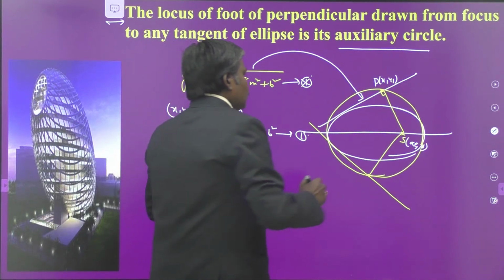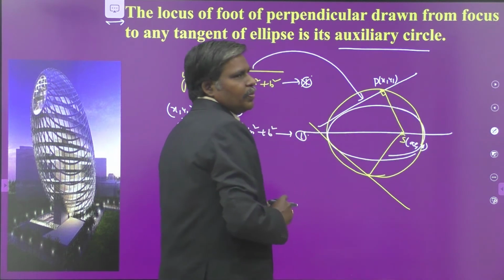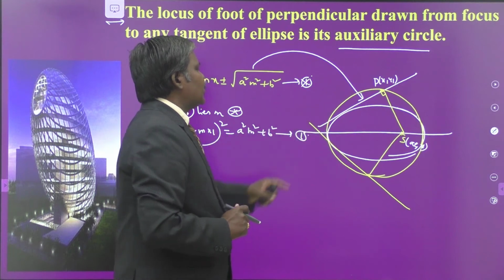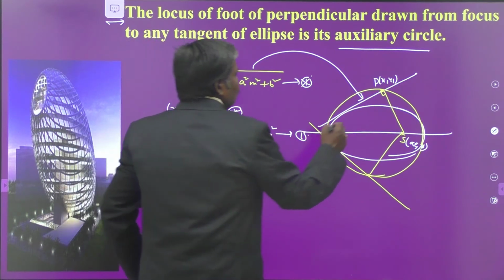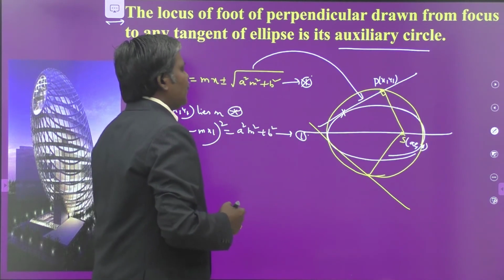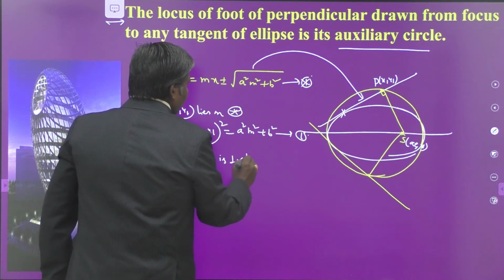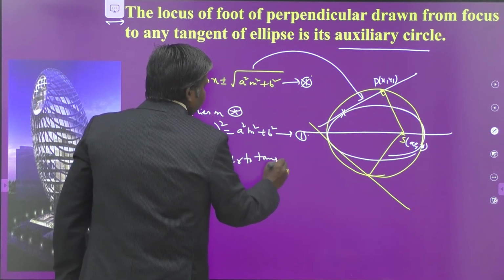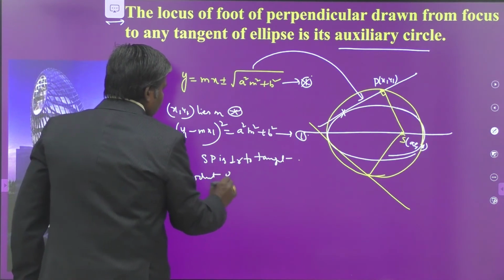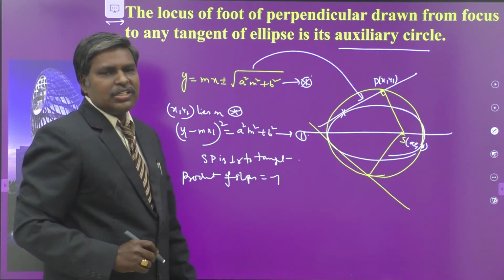Next, what? Slope of tangent into slope of PS is equal to minus 1. That is the second condition. Am I correct or not? SP is perpendicular to the tangent. This is your point of contact of the tangent. SP is perpendicular to the tangent, that means the product of slopes is equal to minus 1.